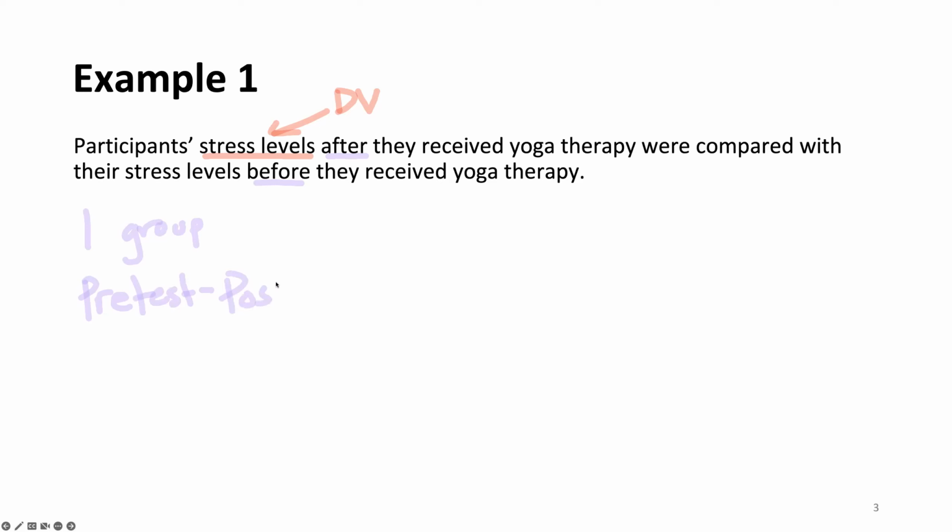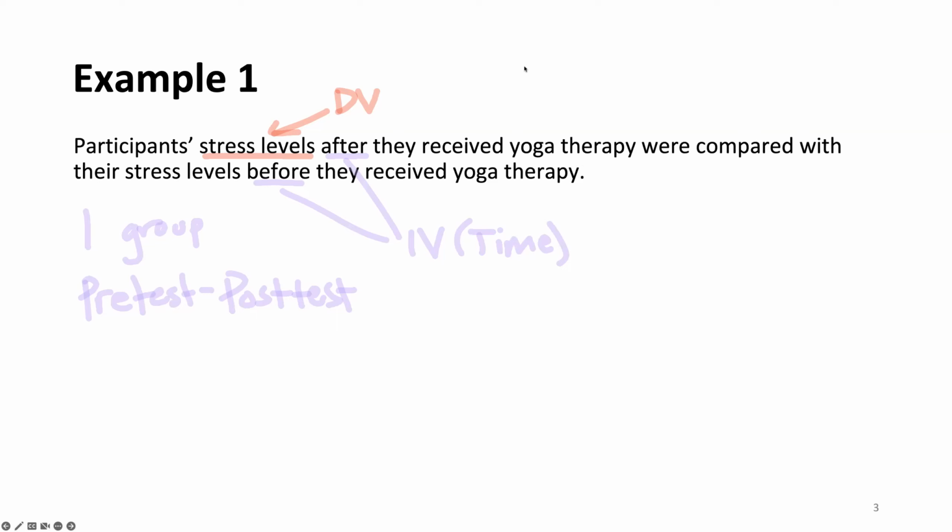So we have a pre-test, post-test. In this example, our independent variable is actually the time that they were measured on the dependent variable. So our independent variable, you can call it before and after. I'm going to refer to it as time. That's what we're changing: when they're measured, before and after this yoga therapy.